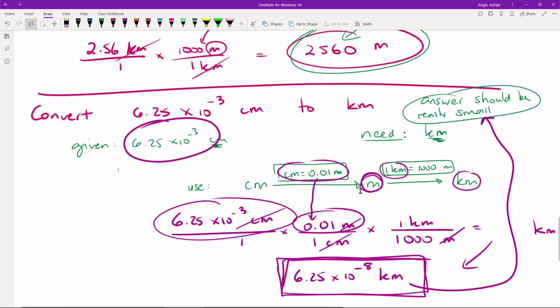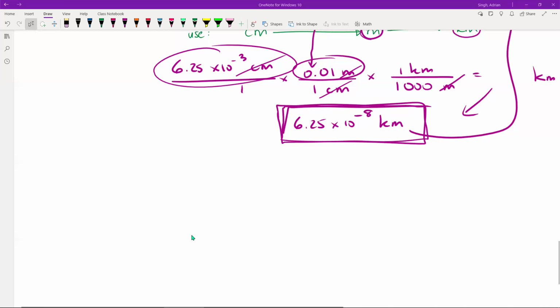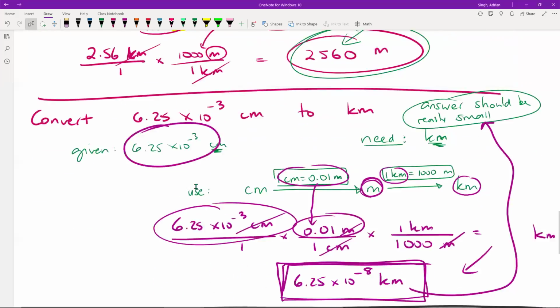You can use it whether you're going within the metric system or between the metric system and the imperial system or the British system. As long as you know what that equality is, you can use this for any unit conversion that you need to do. All right, we'll do one more example involving conversion factors and dimensional analysis.